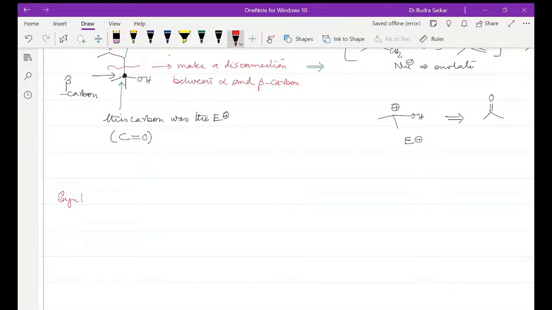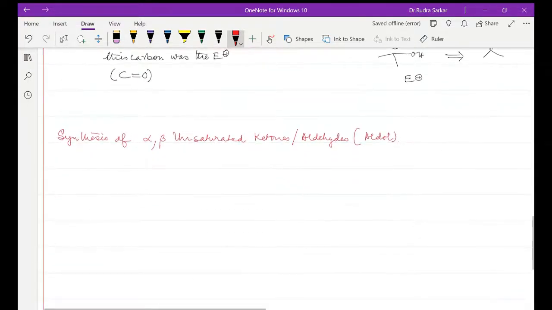Discuss the synthesis of alpha, beta unsaturated ketones, aldehydes, which is the final product of an aldol.